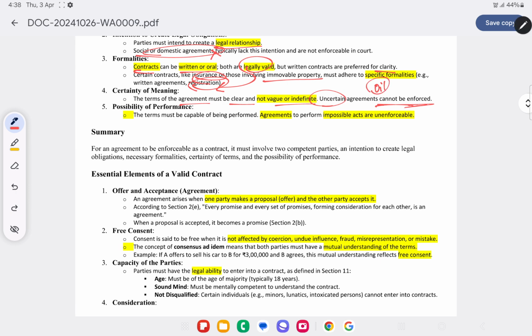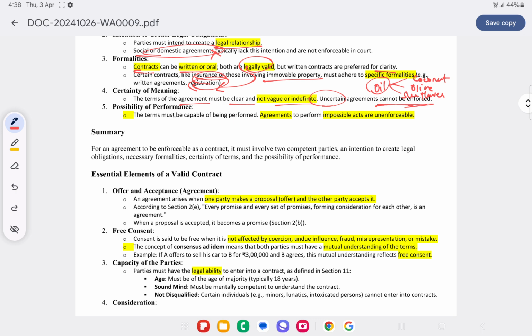Now they have not mentioned what kind of oil this is. This can be coconut oil, olive oil, sunflower oil, it can be any type of oil, right? So what about the certainty of meaning? Here the meaning is not certain. The terms of the contract that they are entering into are not certain, in which case it is vague or indefinite, so this cannot be enforced.